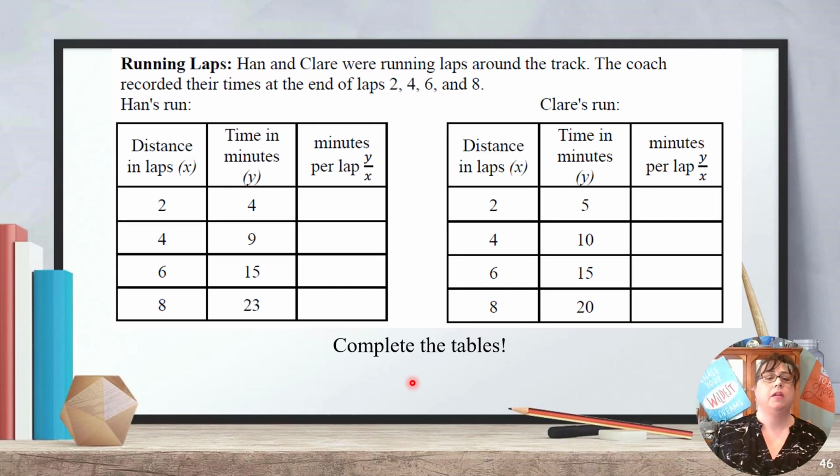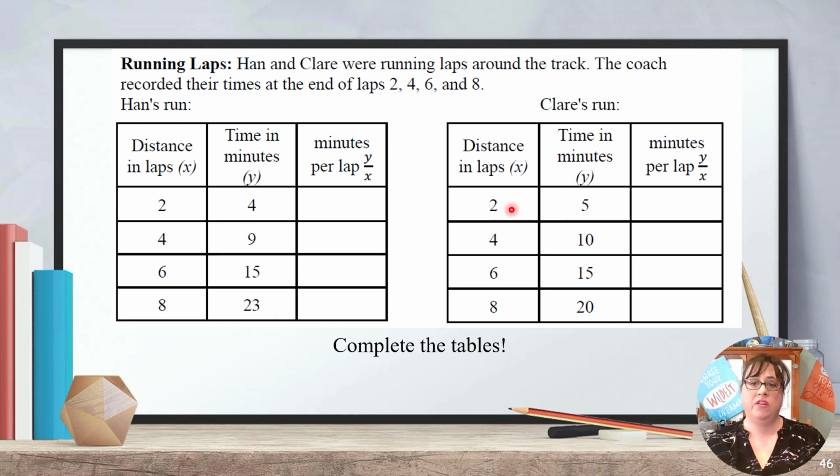So now let's look at another situation where we're comparing two different runners, Han and Claire. Han and Claire are running laps around the track, and their coach is recording their laps at the end of laps 2, 4, 6, and 8. And here's their information. At the end of Han's run, after lap 2, his time was 4. After lap 4, Han ran 9 minutes. After 6, there was 15 minutes, and after lap 8, it was 23 minutes.